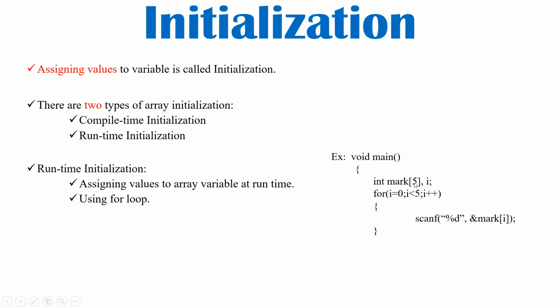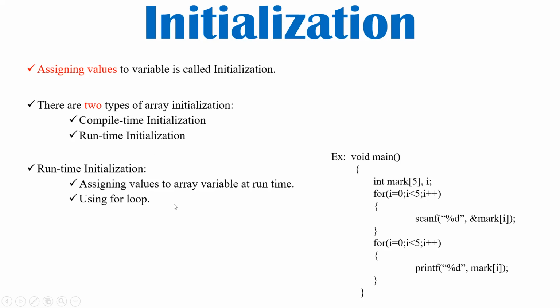Here we are going to read 5 marks. Array indexes start from 0, so i equal to 0, i lesser than 5. Till 5 elements we are going to store. Each time the index is going to increment by 1, because the memory is allocated continuously. Using scanf, we read the value of the mark. After reading, here we print. This kind of reading is called runtime initialization.